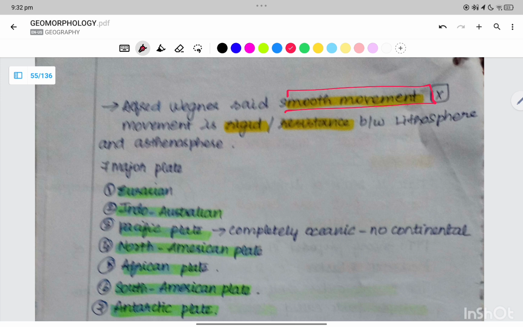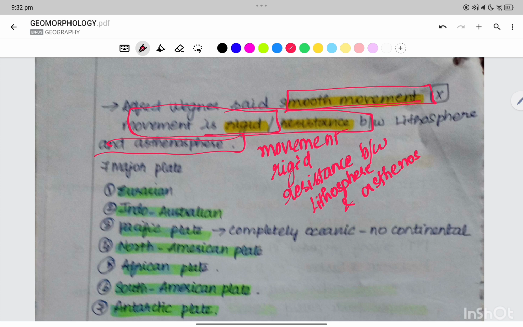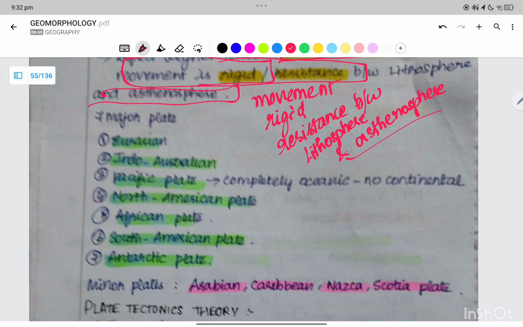Alfred Wegener says that the movement is smooth, but here we say the movement is rigid and there is a resistance. There is a resistance between the lithosphere and the asthenosphere in terms of plate tectonics.